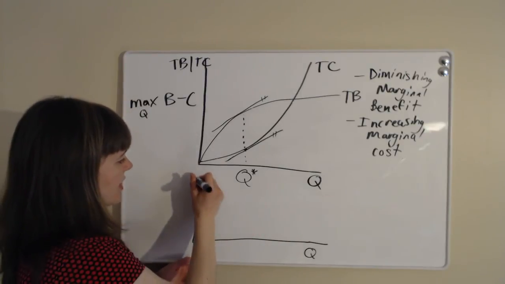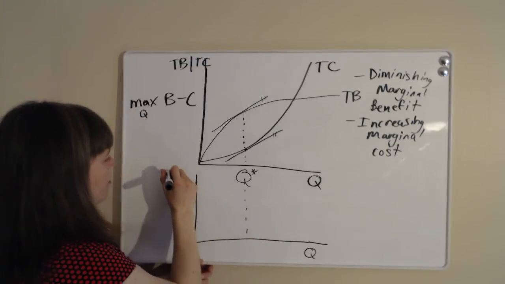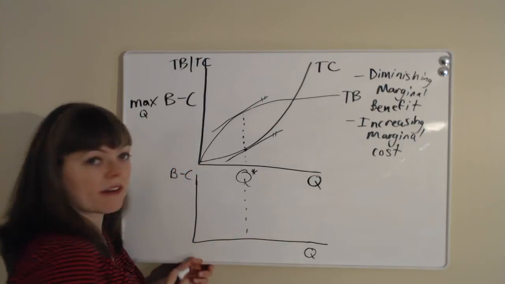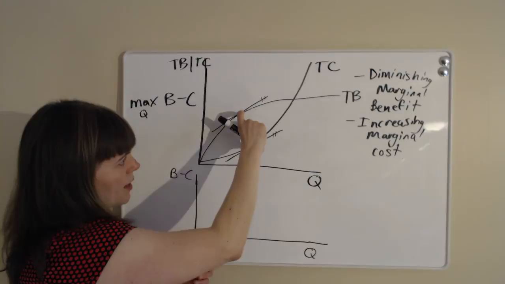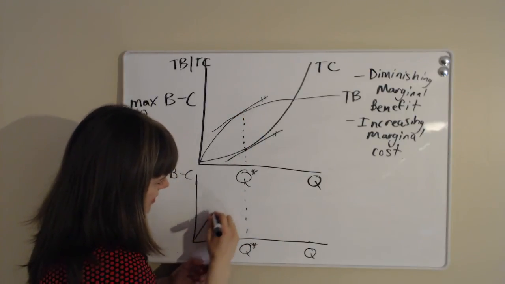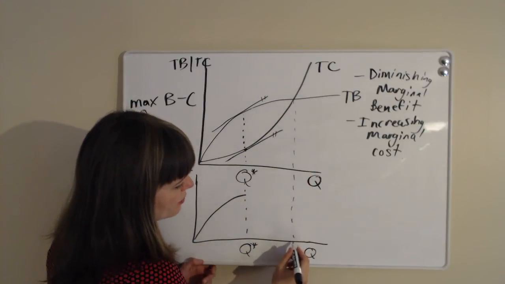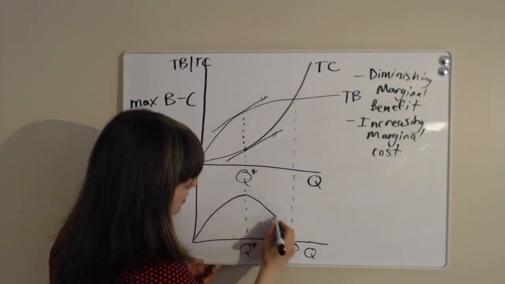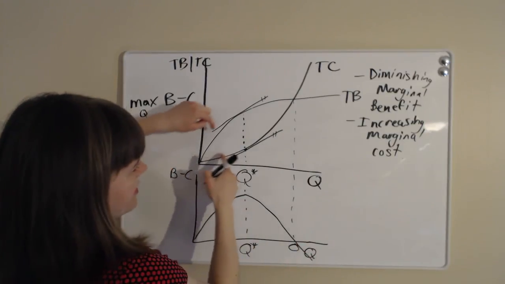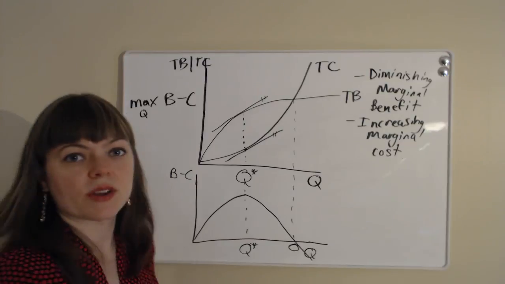So let's just do one last thing, and that's let's map this onto our total benefit minus cost graph. And we see at this point we chose our benefit minus cost will be maximized. At this point our benefit minus cost is 0. And if we're just mapping the difference between these two curves onto this graph, that's what our graph is going to look like.